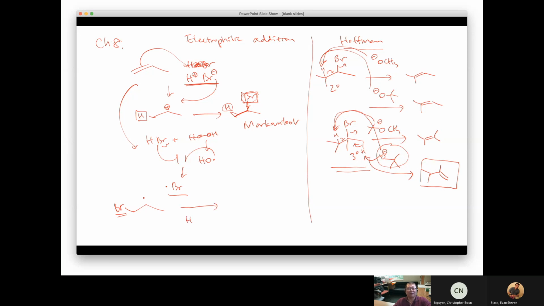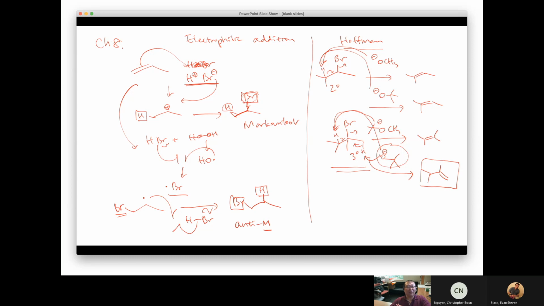And this radical then abstracts hydrogen in the second propagation step, and that produces HBr addition, but the orientation of the bromine and hydrogen is reversed. Now we have the bromine on the less substituted side and hydrogen on the more substituted side. That's the anti-Markovnikov product, right? So this was a situation we talked about.